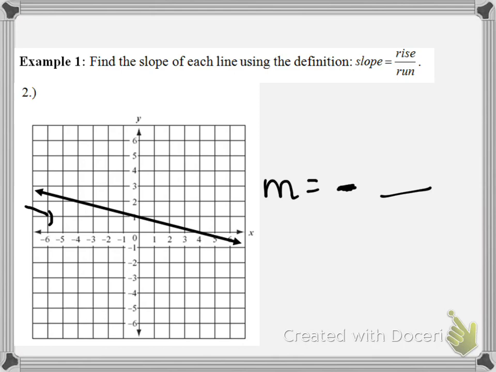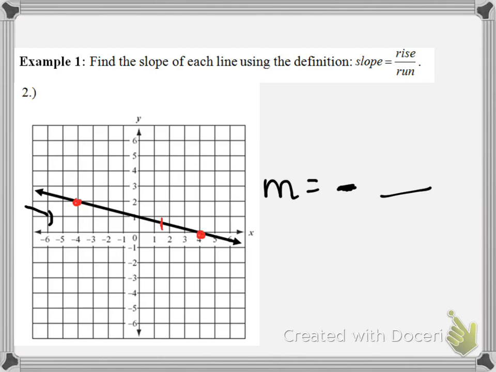So now we have to pick 2 points on this line. I would pick negative 4, 2, because that's a good point to choose from. And then I'm going to pick this point 4, 0. And again, I would never pick something like 1.5. I would never pick this point right here. You know why? Because it's not a whole number.